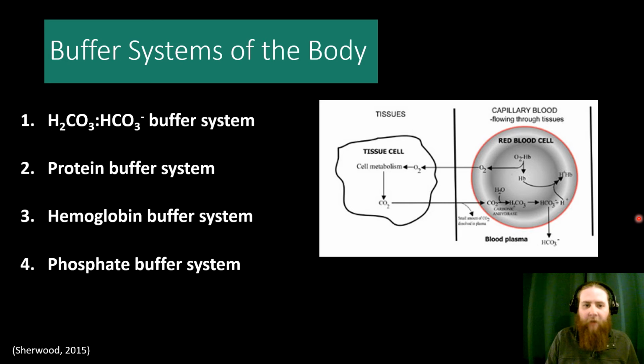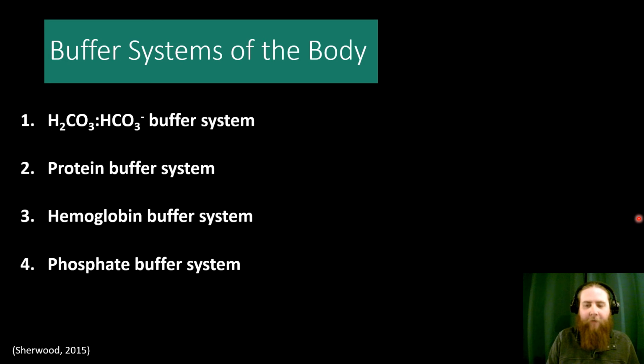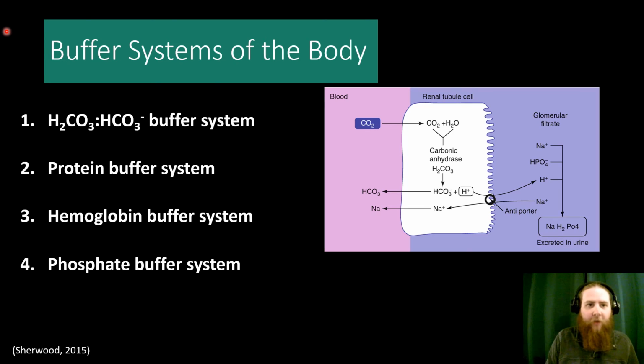In the last buffer system we're going to talk about, the phosphate buffer system, this one is very common in the kidneys and the more renal side of the body. The phosphate buffer system is really important when it comes to urine.